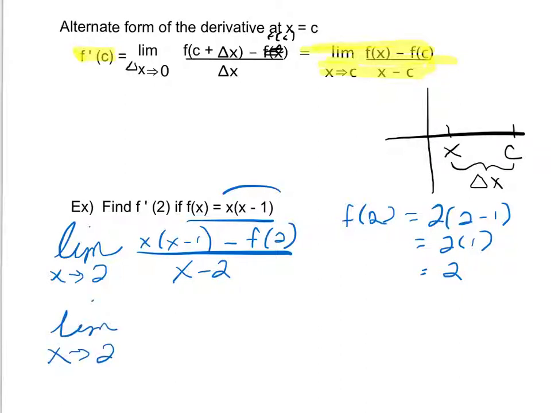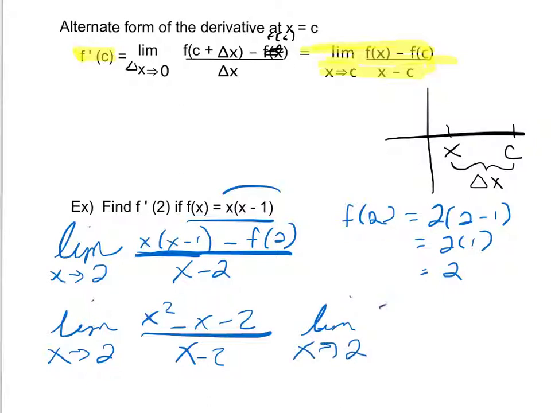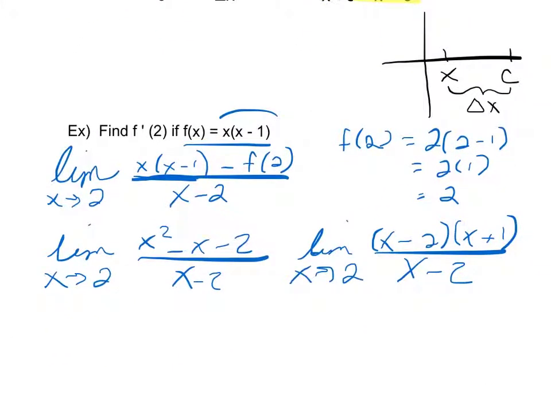And I get the limit as x approaches 2. I'm also going to go ahead and FOIL that out: x squared minus x minus 2 all over x minus 2. From here I can find the limit by factoring the top. I get the limit as x approaches 2 of x minus 2 times x plus 1 all over x minus 2. Well, the x minus 2 cancels out, which allows me to use direct substitution, and I get the limit as x approaches 2 of x plus 1, which is just 3.